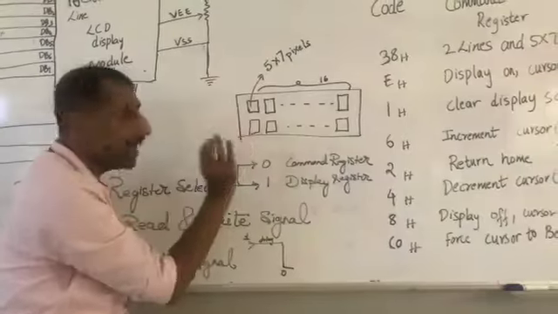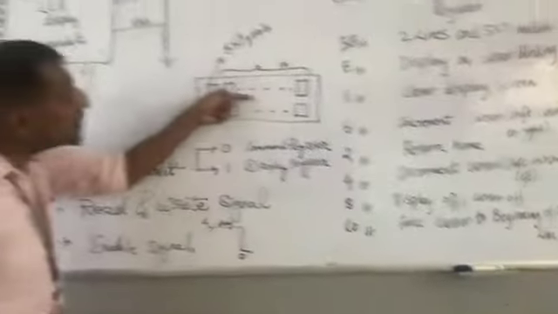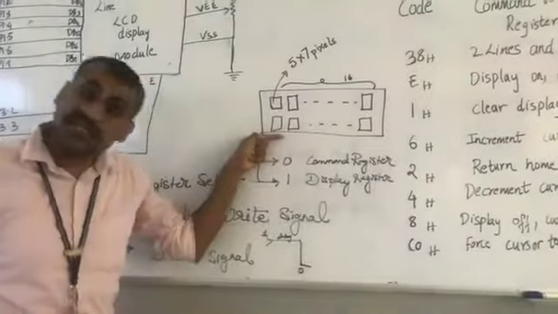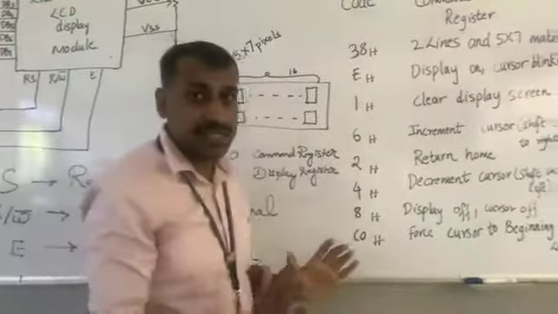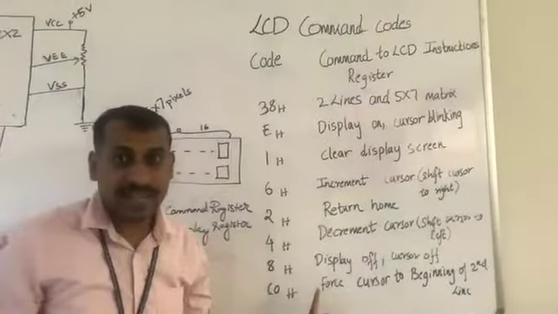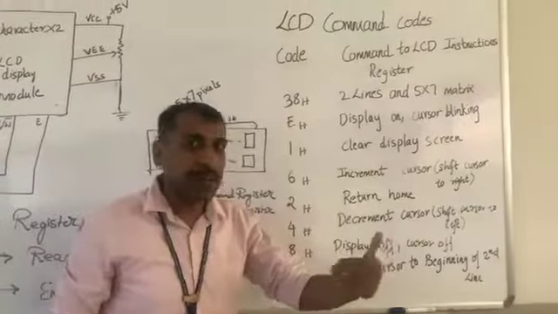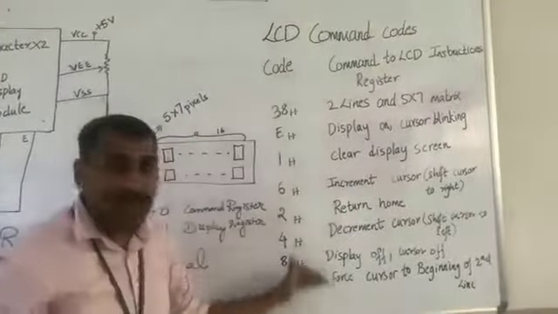In that case, what you can do is you can use C0H, in which case the cursor will be forced to start from the second line, right? Like this. Not only these many commands, you can look into the textbook by Muhammad Mazidi. There are at least 20 to 30 commands that you have. The various commands are there.